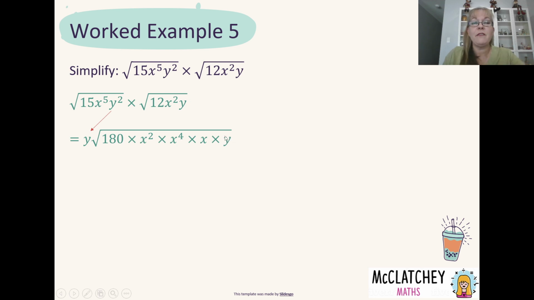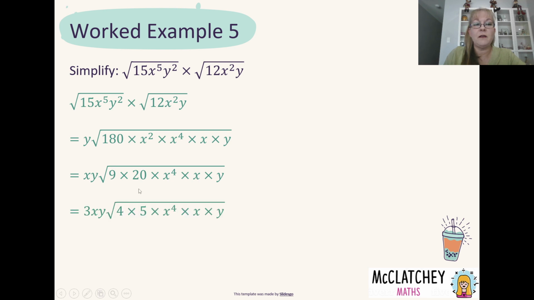Now I need to simplify this a little bit further. Okay, so what I'm going to do is break up the 180 into 9 times 20. Okay, so now I've got some perfect squares I can deal with. What I'm also going to do here is I'm going to take this square root of the x squared and put that x out the front, taking it little by little. Okay, so we're making what's under here just a little bit simpler every time.